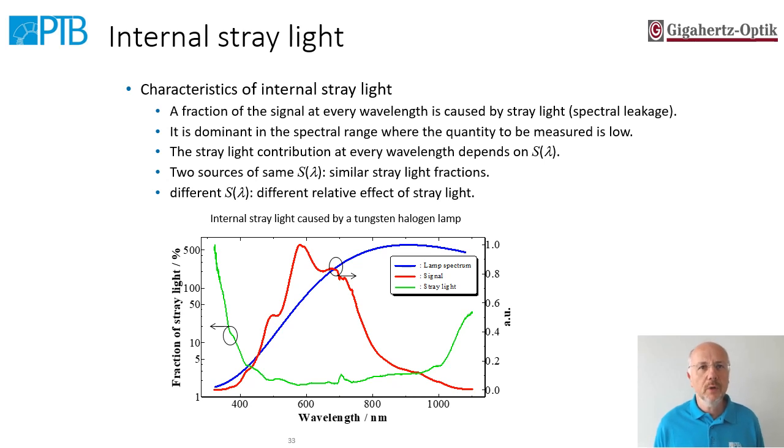So for the xenon lamp, or here in this example for a halogen lamp, that is in the UV spectral range. This also means that the stray light amount strongly depends on the source, the relative spectral distribution you have. If you have two sources of the same relative spectral distribution, then the stray light contribution will be the same. But if you have different sources, then you will have different relative effects of stray light. So it's not so easy to correct for stray light. You cannot simply subtract an offset either.